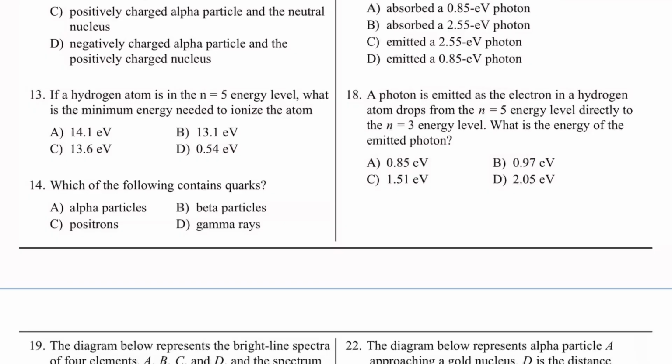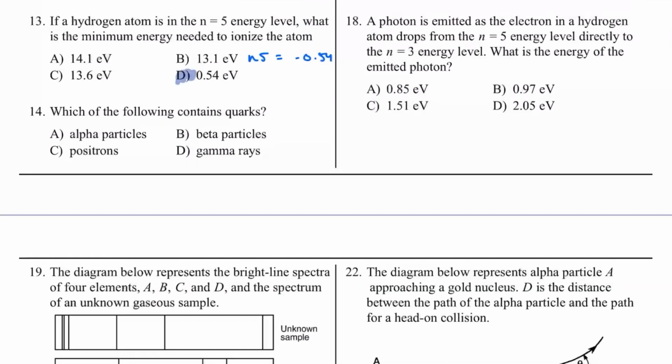13. If a hydrogen atom is in the n equals 5 energy level, what is the minimum energy needed to ionize the atom? So remember that ionization is when it goes to infinity. So we just need to look at the reference table and then go to the hydrogen energy level diagram. So the n=5 energy level is negative 0.54 eV, and ionization is infinity, which is 0. So in order to get there, the hydrogen atom needs to add a positive 0.54 eV.